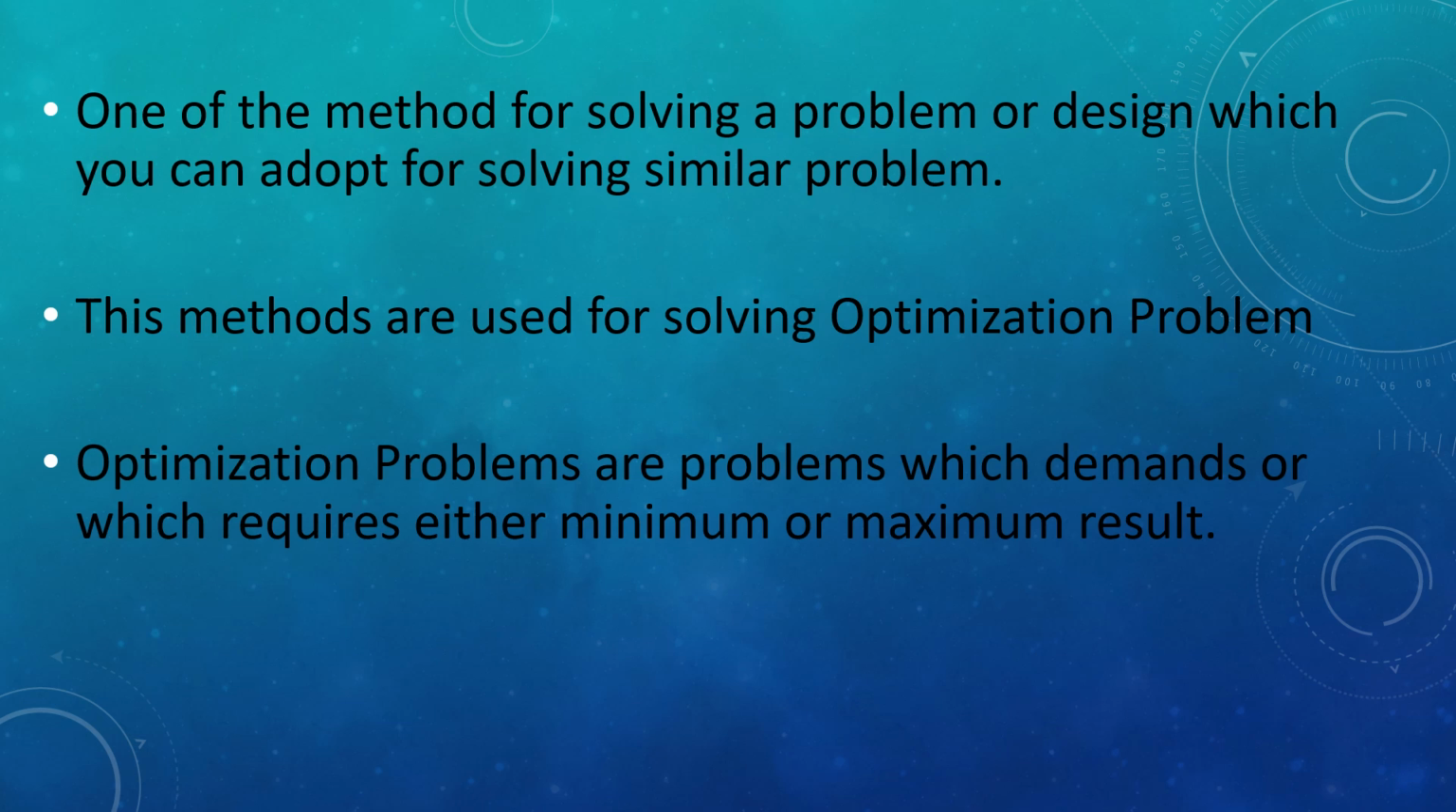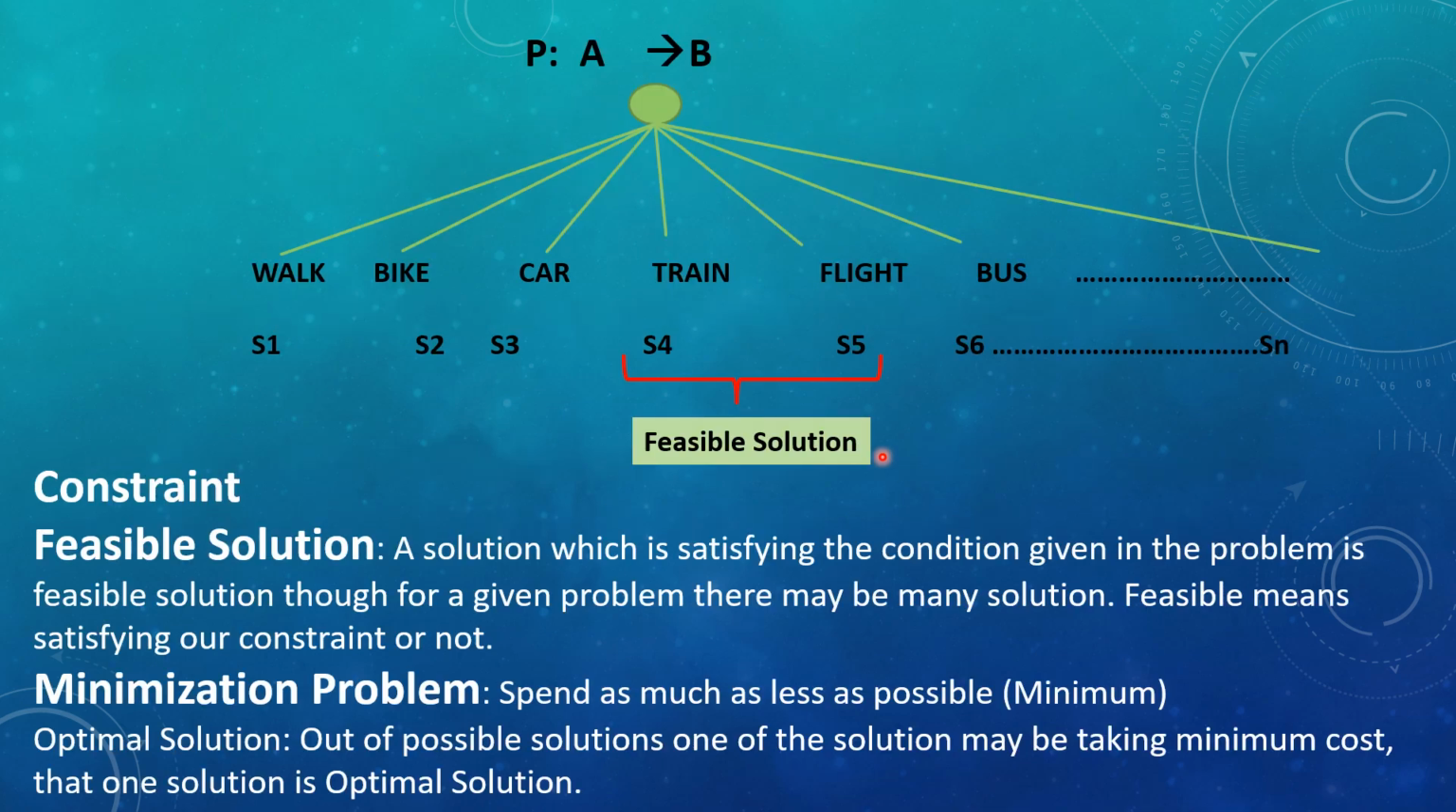ऑप्टिमाइजेशन प्रॉब्लम्स वो प्रकार की प्रॉब्लम्स हैं which require either minimum result or maximum result। तो इसको हम एक एग्जाम्पल के द्वारा समझने का प्रयास करते हैं। फॉर एग्जाम्पल, सपोज देयर इज अ प्रॉब्लम P। ये प्रॉब्लम में क्या है, इफ आई वांट टू ट्रेवल फ्रॉम लोकेशन A टू लोकेशन B, I have to cover this journey, that is the problem.